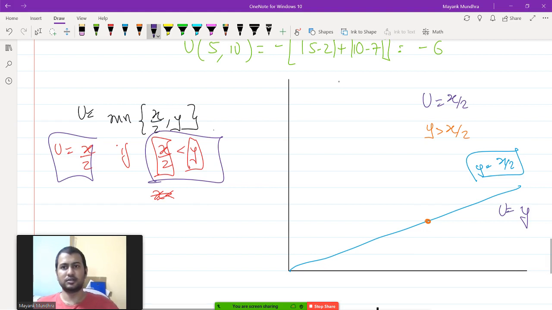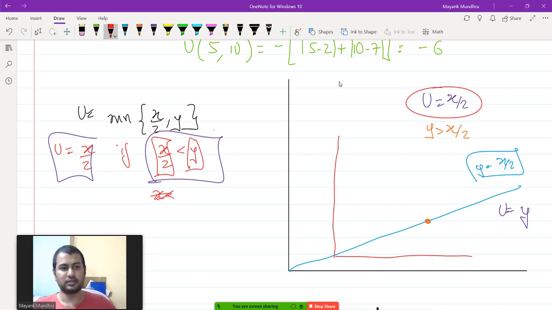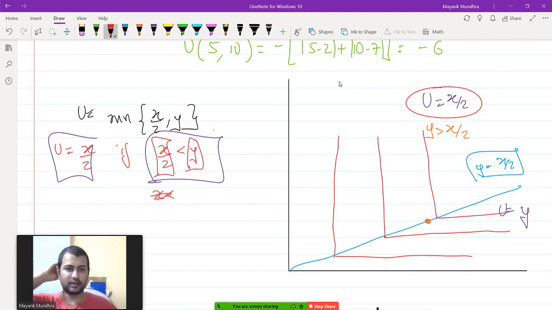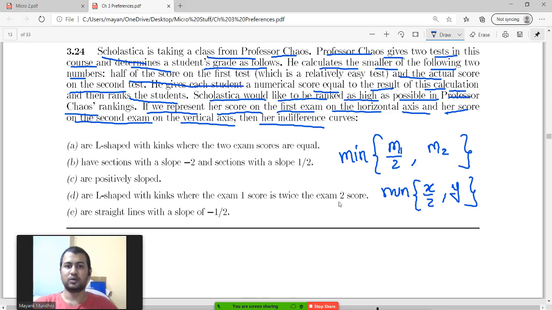Okay, so this side is utility x by 2. So it's going to look like this, and this side is utility equals to y, so it's going to look like this. Okay, so this is going to be your ICs. They are going to be L-shaped curves. Okay, but they are not going to have kinks at y equals to x. They will have kinks at y equals to x by 2.